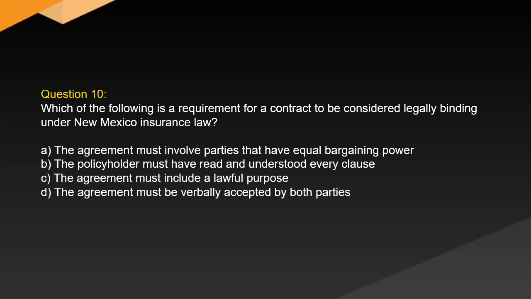Question 10. Which of the following is a requirement for a contract to be considered legally binding under New Mexico insurance law? A. The agreement must involve parties that have equal bargaining power. B. The policyholder must have read and understood every clause. C. The agreement must include a lawful purpose. D. The agreement must be verbally accepted by both parties.